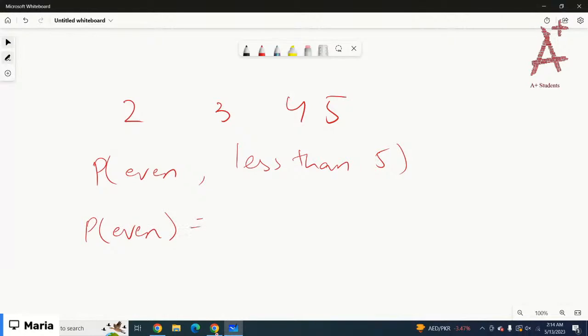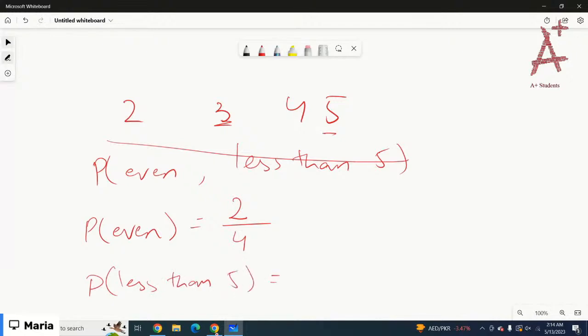Let's calculate the probability of even first. The total cards are 4. Out of 4, how many of them are even? 2 numbers are even, 2 and 4. That means the probability of even is 2 by 4. Because they are independent events, for the second time you have the same cards. Got it?